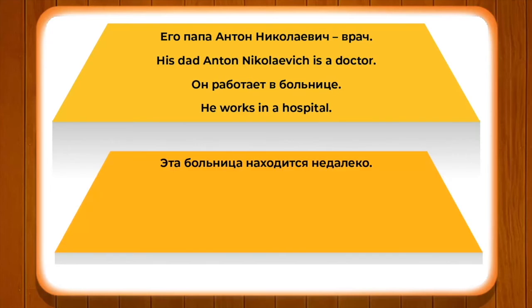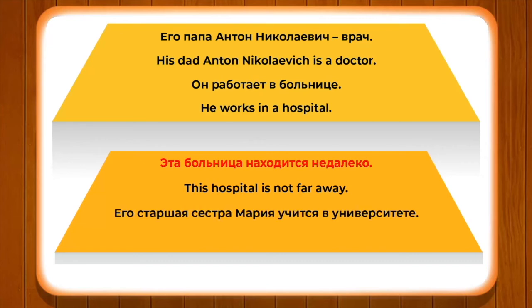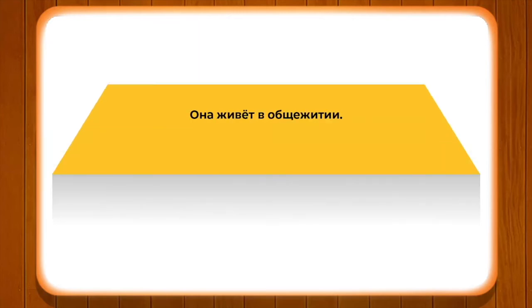Then эта больница находится недалеко. Его старшая сестра Мария учится в университете. Then эта больница находится недалеко means this hospital is situated not very far. Недалеко. Его старшая сестра Мария учится в университете. And his elder sister Maria studies in the university. Она живёт в общежитии. She lives in a hostel.